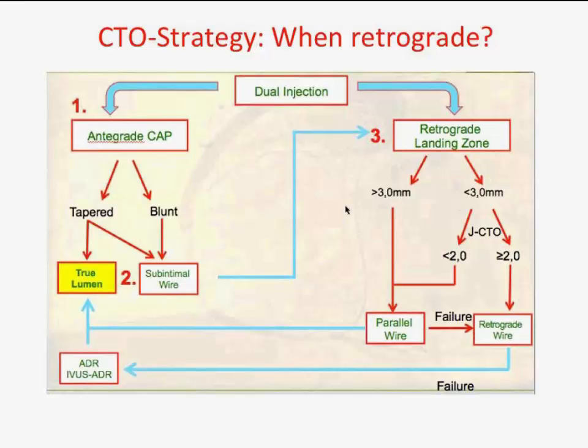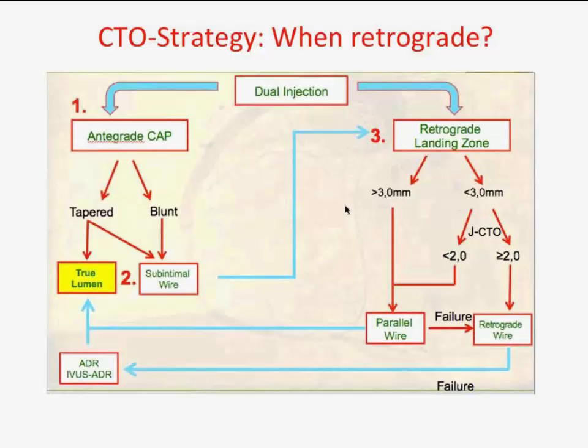There's one point: you shouldn't do too much damage on the antegrade, on the distal cap with parallel wiring, because when you create a lot of hematoma, then also the retrograde reverse CART technique will be complicated afterwards. Perfect.